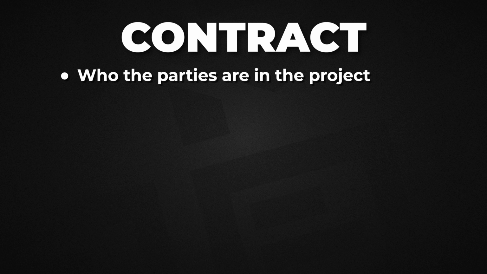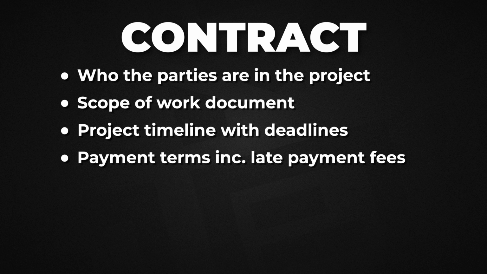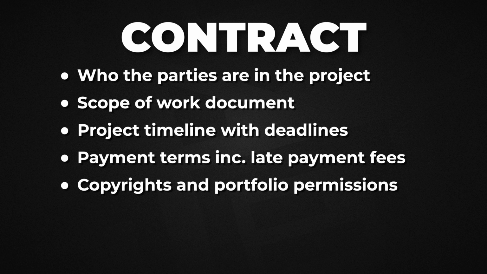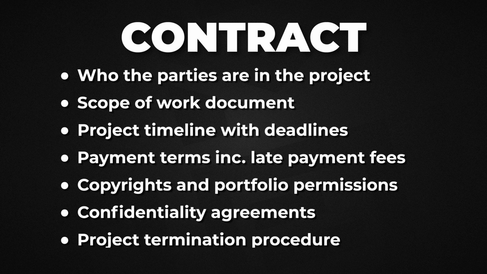So, how do you get one, and what does it need? Now, it does depend on where you are in the world and what legal details you need to include, but the essential elements of a contract or an agreement should absolutely outline things like who the actual parties involved in the project are, the scope of work we mentioned earlier, a project timeline with milestones and deadlines, your payment terms as well as late payment fees if the client doesn't pay on time or not at all, who owns the copyright and intellectual property, and if you're able to display the work as part of your portfolio, things like confidentiality and non-disclosure agreements, along with what will happen if there's an unforeseen circumstance and the project gets cancelled for any reason. And obviously, a place to sign everything.